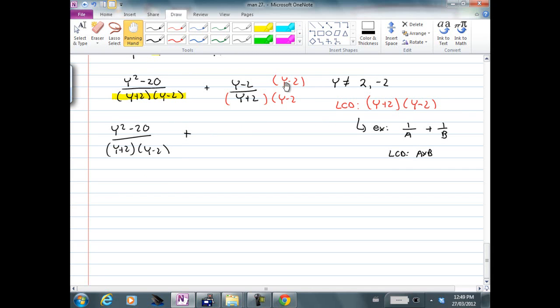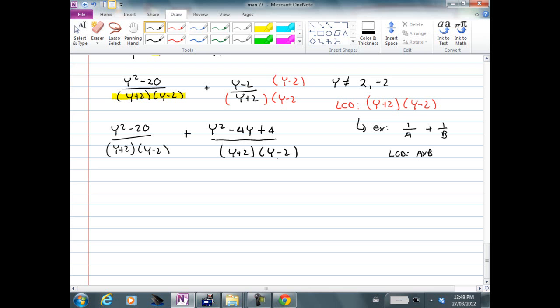If you did this correctly, you should have y squared minus 4y plus 4 all over y plus 2, y minus 2. Look at what I did. I just FOILed. Guys, gals, merge them together right now and see if anything cancels out or anything happens.